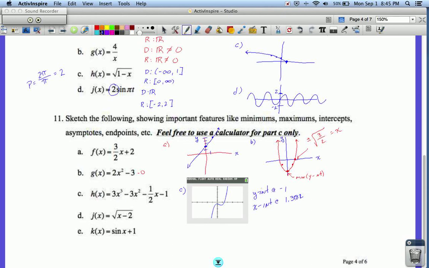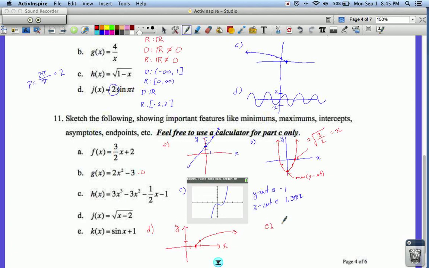Alright. Let's look at letter D. Square root of x minus 2. If you forget what the minus 2 does, you can always just plug numbers in. If you plug a 2 in, you get 0. If you plug a 3 in, you get square root of 1, which is 1. So that minus 2 actually shifts everything to the right 2 units. It has a nice little square root graph.